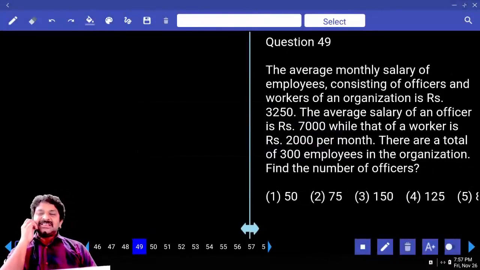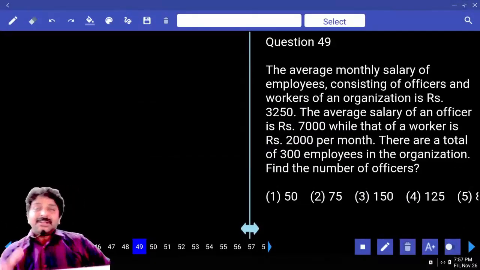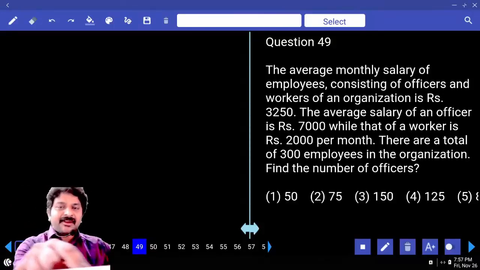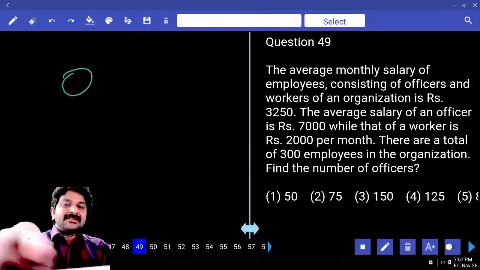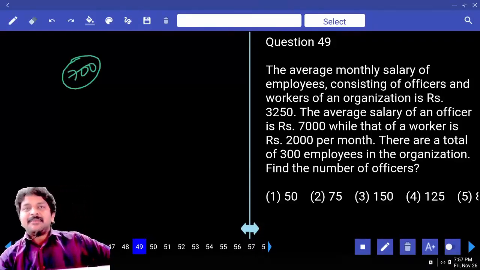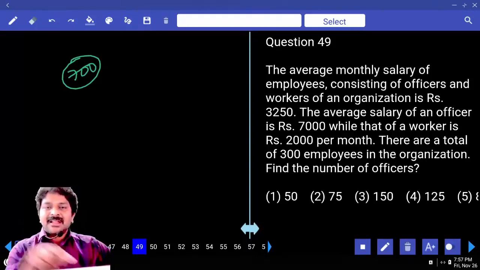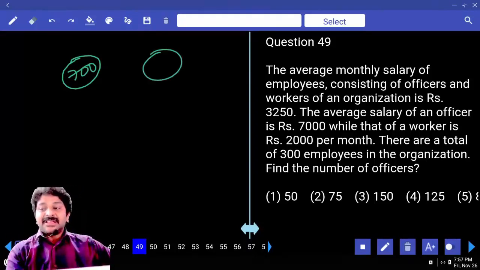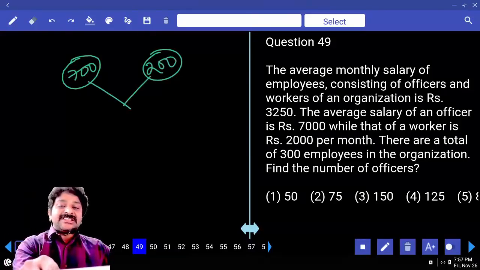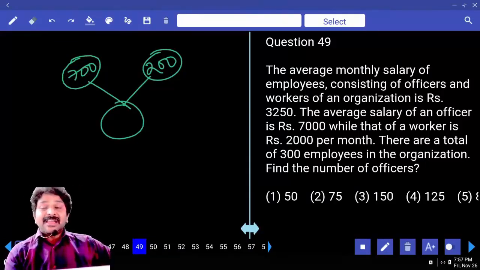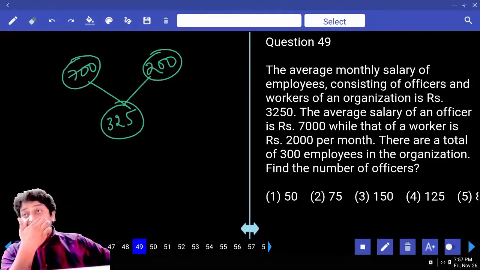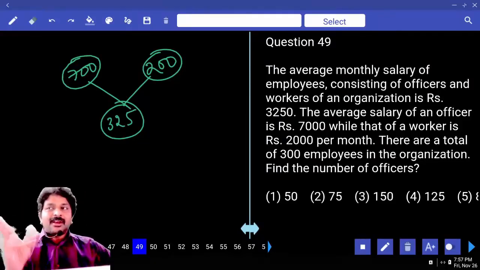Every number is having 10 common, right? Which concept is useful for this question? Alligation and mixture, right? So officers average, how much is that? 10 is common, right? So I am directly taking 700. Is that okay? And then workers average 2000, I'll write it as 200. Officers and workers total average 3250, we'll write it as 325. Because every number is having 10 common, we are not taking that.